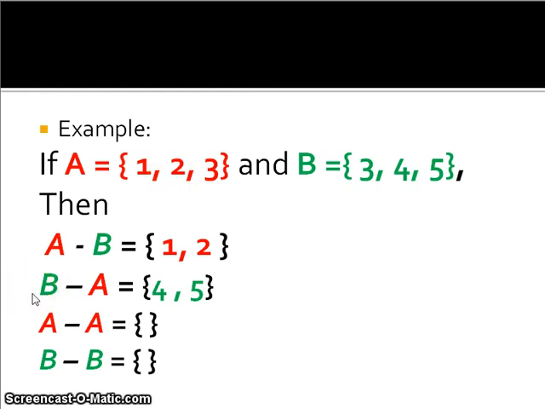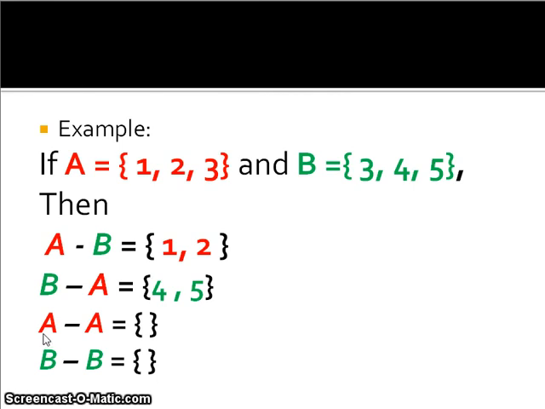If we have B minus A, it means that all the elements of A are taken out or removed from set B. So let's have here 1, 2, 3. Let us take that from B, which has 3, 4, and 5. So we only have to remove the 3. 1 and 2 are not in B, so it doesn't make any difference. So the only remaining elements are 4 and 5.